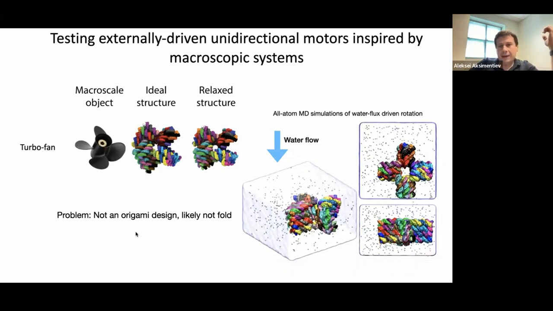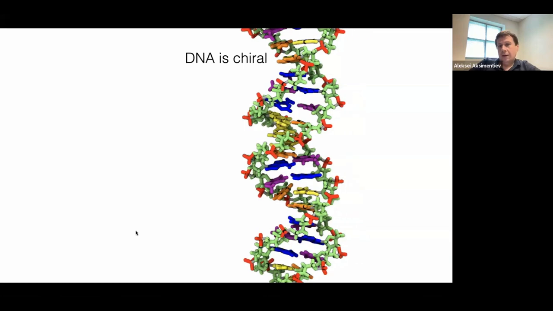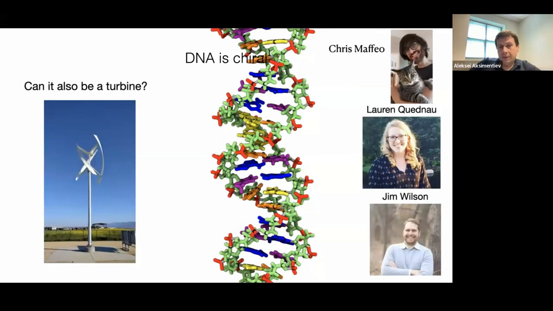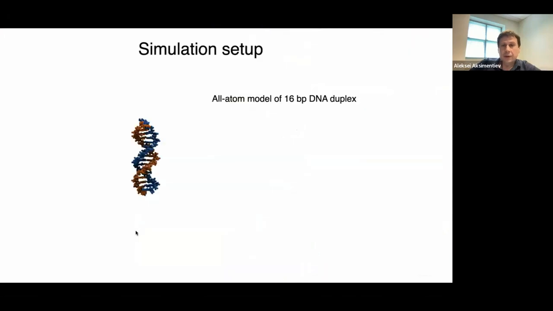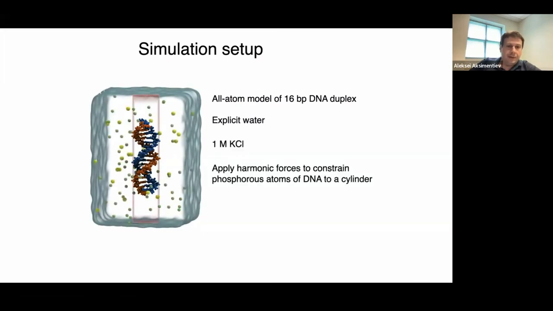But as we were thinking about these systems, it occurred to us that DNA is actually chiral. So maybe nature has given us the tiniest turbine. Let's find out. To do that, we took a piece of DNA, placed it in water, added salt, and then we did this little trick. We used a harmonic potential to make sure that the DNA doesn't fly away.